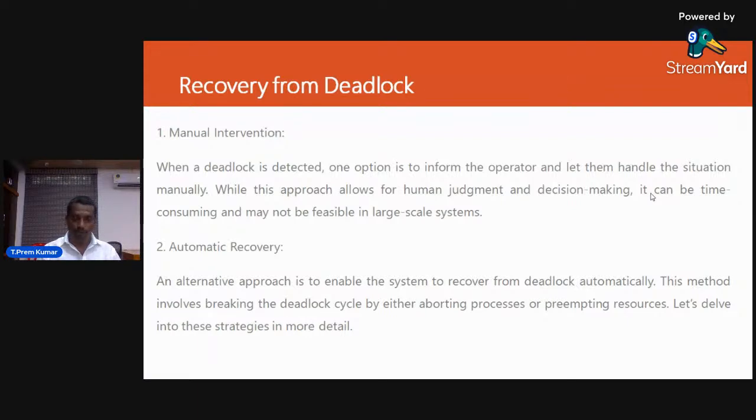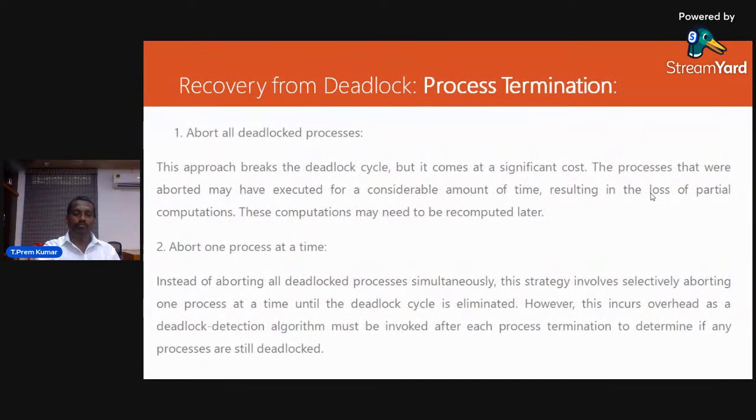Automatic recovery. When we come to automatic recovery, an alternate approach is to enable the system to recover from the deadlock automatically. This method involves breaking the deadlock cycle by either aborting a process or preempting the resources. Let's delve into these strategies in more detail.